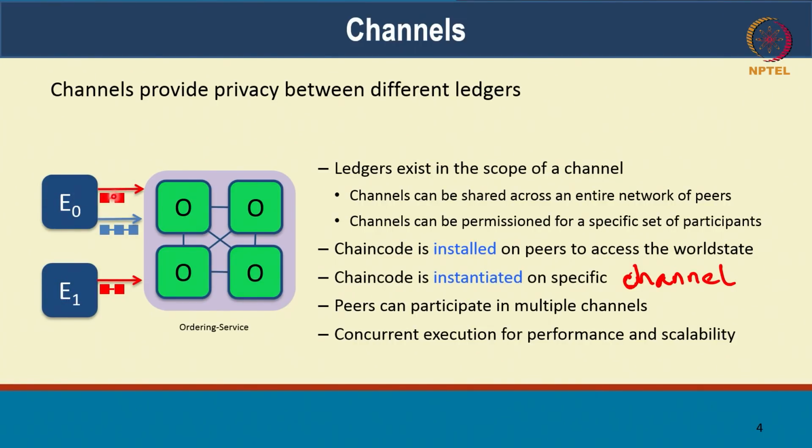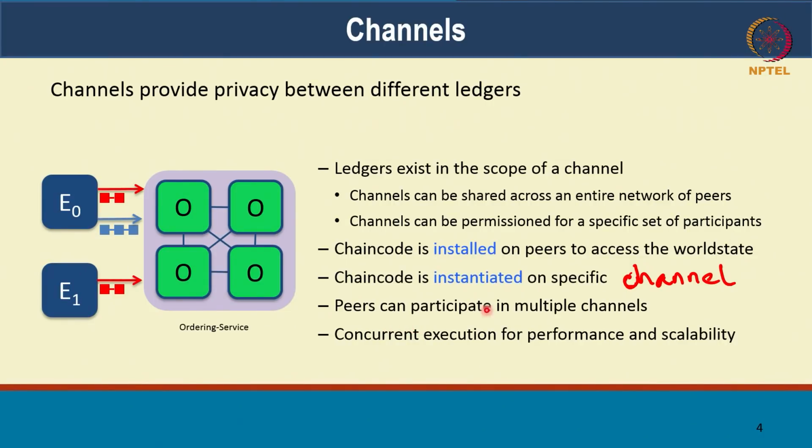For E0, it needs this chain code on both these channels, on both the red and the blue channel, whereas E1 needs this chain code only on the red channel because it doesn't know of the existence of the blue channel. So the chain code has to be instantiated on each channel specifically, and the state maintained by the chain code is part of the ledger, as I mentioned, and it's separate for each of the channels. So the chain code state in one channel is different from the chain code state in another channel. So these are kept private and separate.